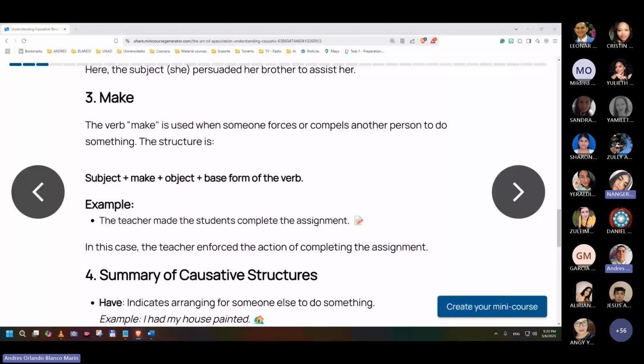The verbs have and make. I'm using have, I'm using make, but in the meaning, in the intention, what would be the difference between had and made? The teacher had the students complete the assignment. The teacher made the students complete the assignment.